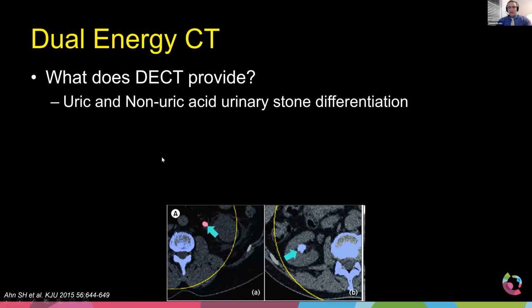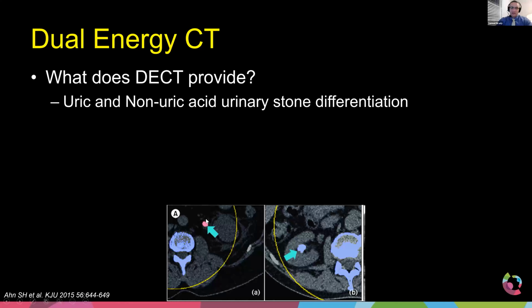But before we get into that, let's talk a little bit more broadly. What does dual energy provide? If we understand what information we're trying to get out of the image, then we know a little bit what we need to do, how to create the image, and how to optimize these 4 things. So the first thing, which I think was the first thing they developed dual energy for, was the differentiation of uric and non-uric acid stones.